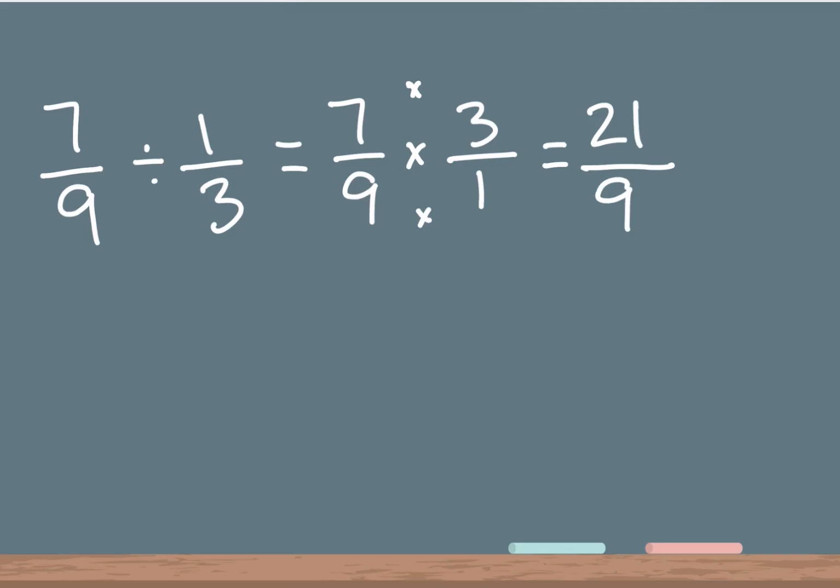So in this case, we can actually simplify this number even further because we know that you can divide 21 by 3 and 9 by 3. They have a common factor. Okay, so 21 divided by 3 is 7. And then 9 divided by 3 is 3. Okay, so now we're left with the improper fraction.